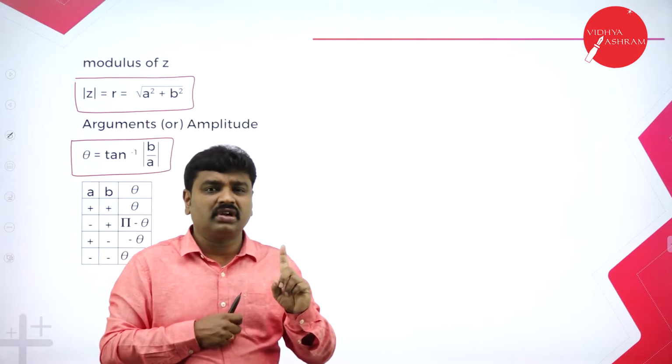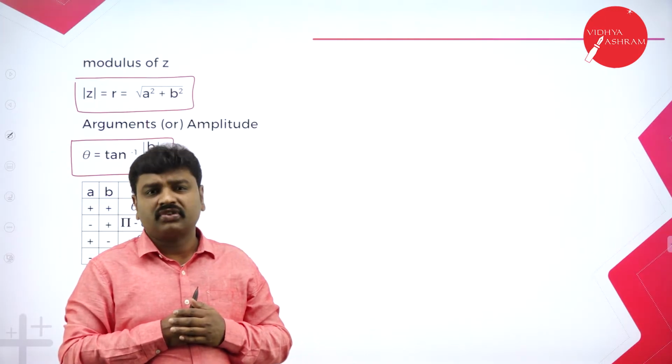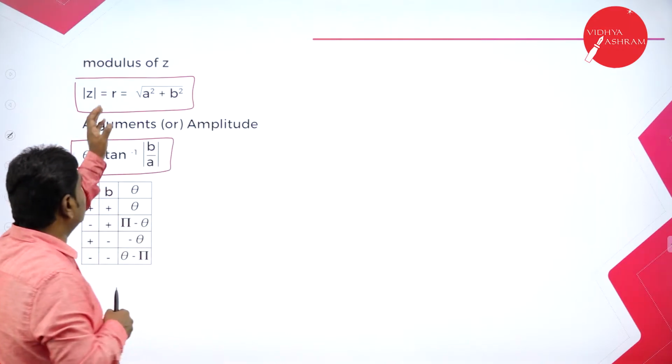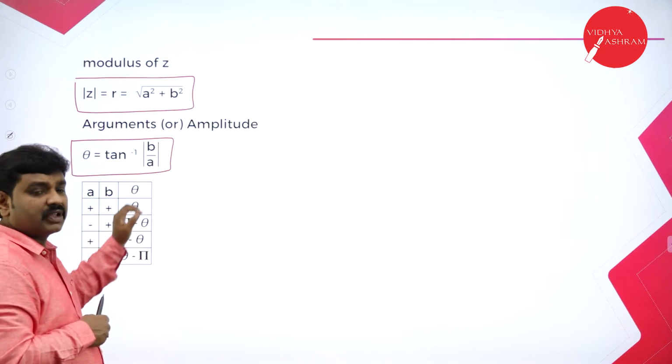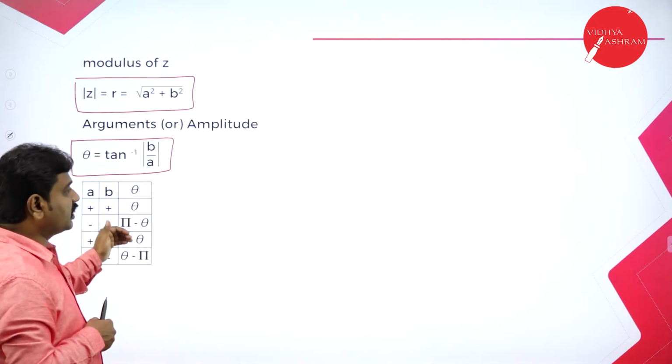First you should know how to find modulus. What is modulus? R is root of A square plus B square. Then the argument: theta is tan inverse modulus of B by A. And the table. Depending on the table, you write theta.